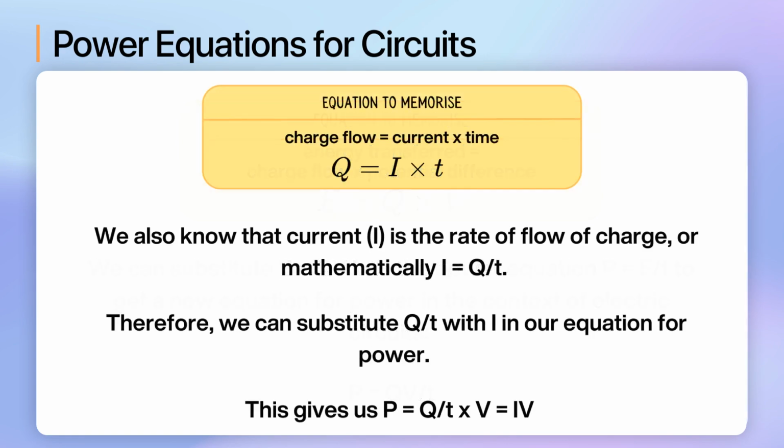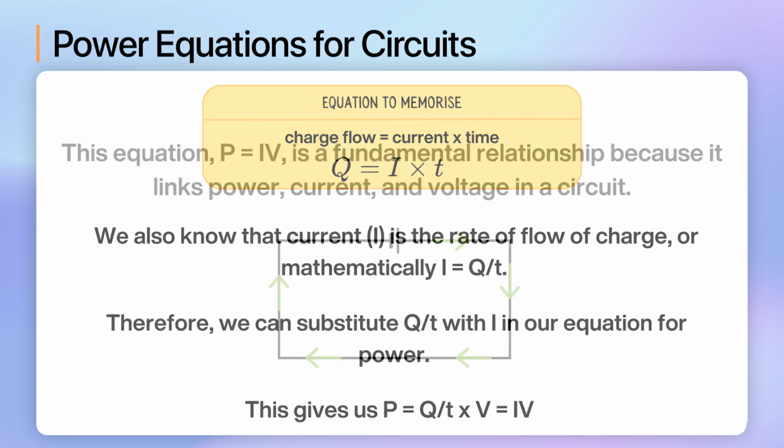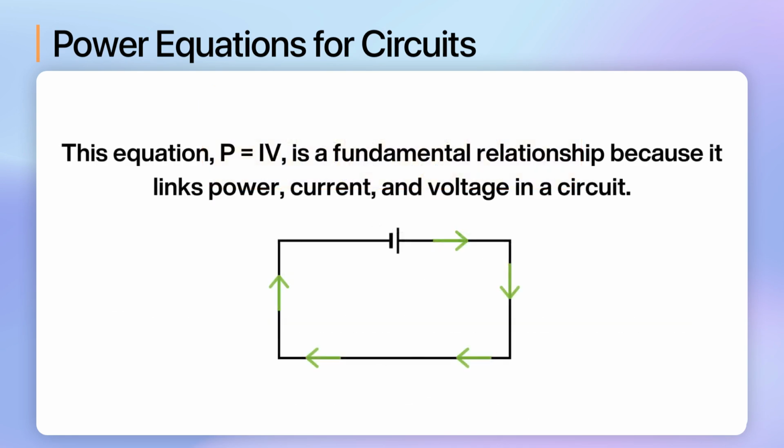We also know that current I is the rate of flow of charge, or mathematically, I equals Q divided by T. Therefore, we can substitute Q over T with I in our equation for power. This gives us P equals Q over T times V, which equals IV. This equation, P equals IV, is a fundamental relationship because it links power, current, and voltage in a circuit.